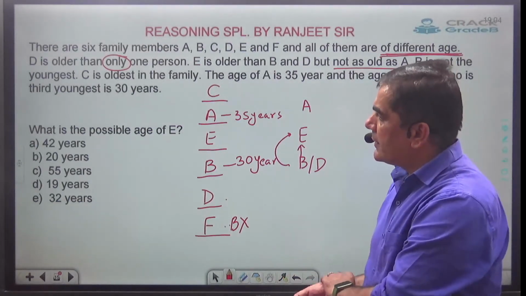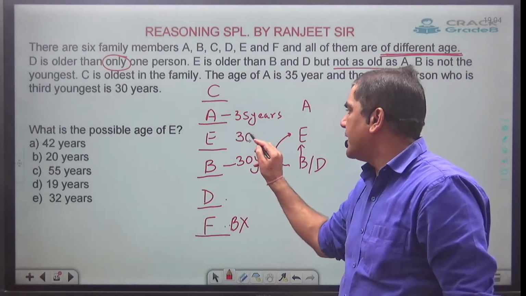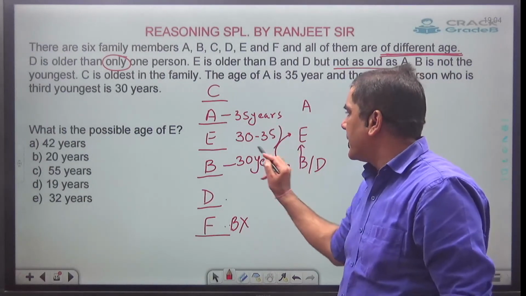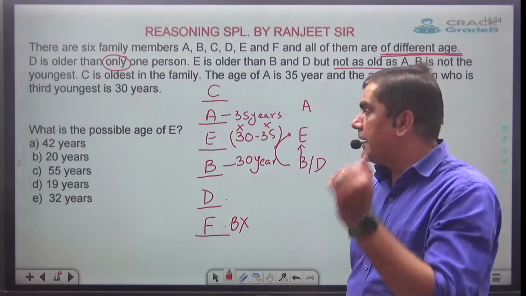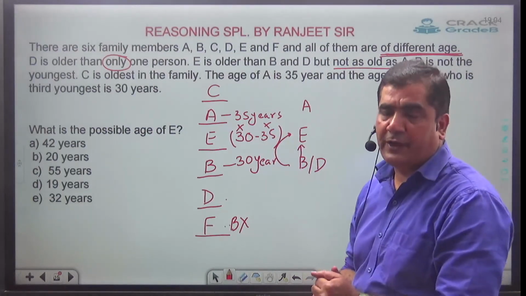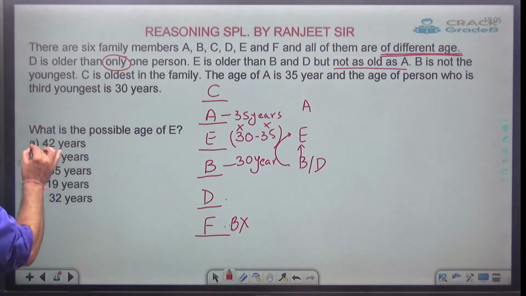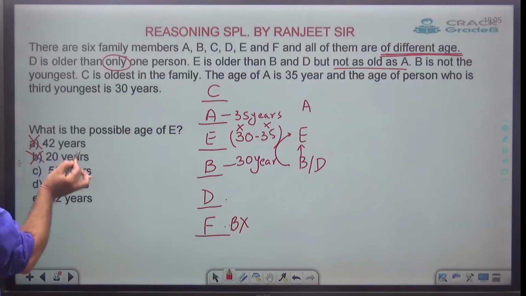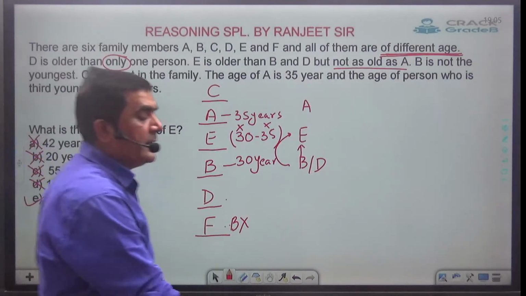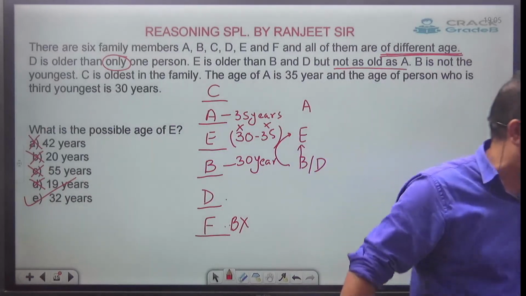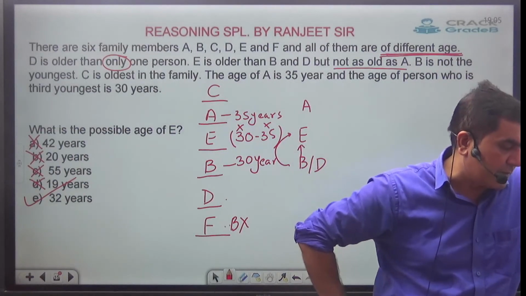Now, what is the possible age of E? E will be between 30 and 35, but can't be equal to 30 and can't be equal to 35. So very obvious, 42 cannot be, 20 cannot be, 55 cannot be, 19 cannot be. Between 30 and 35, 32 years is the only possible answer.